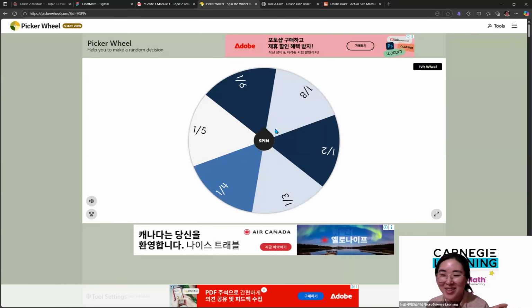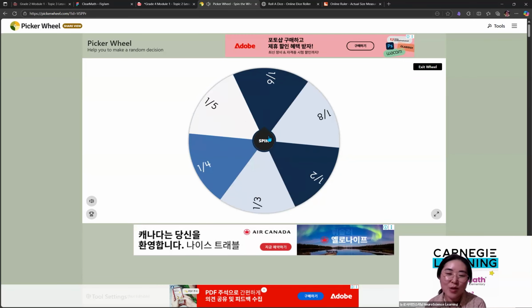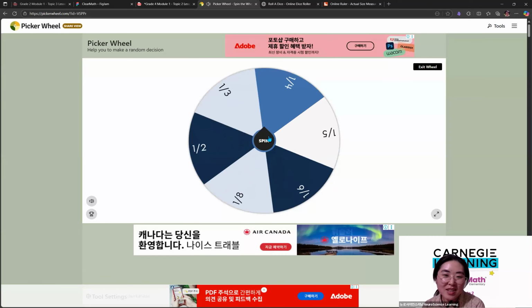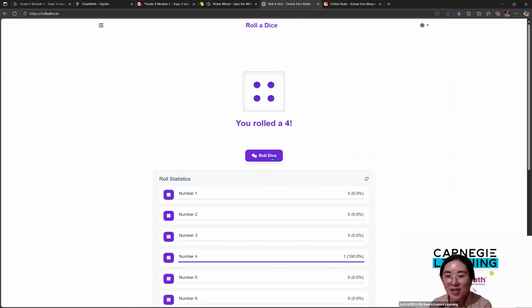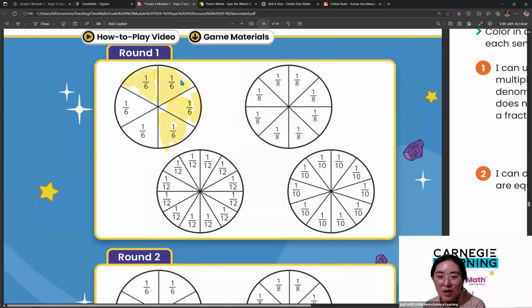But we're gonna take turns spinning. So Eugene, you can go first. Can you say spin the wheel? Spin the wheel. All right, your fraction is 1/3. Okay, and then roll the dice. You have to shade 1/3 twice. So where can we do that? Which wheel can we shade 1/3?